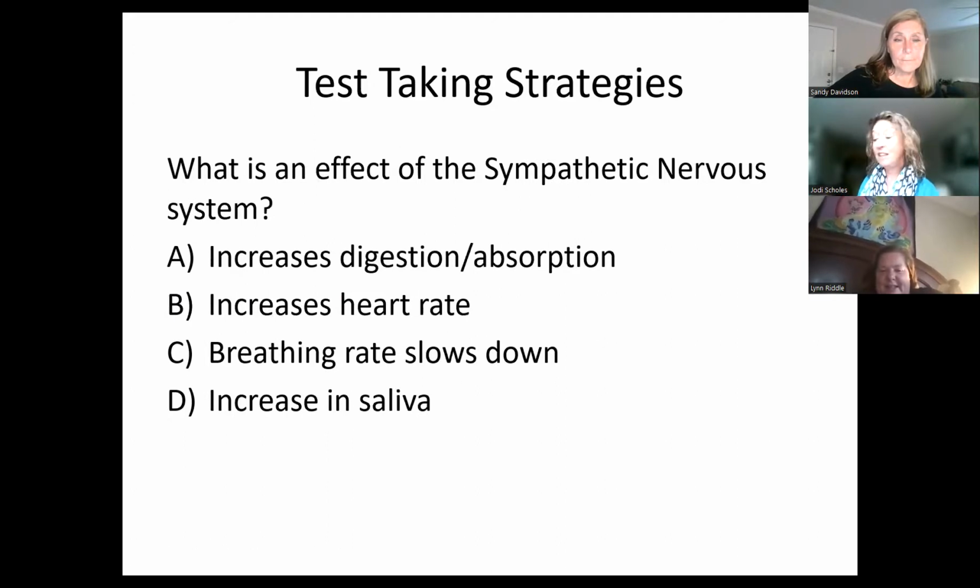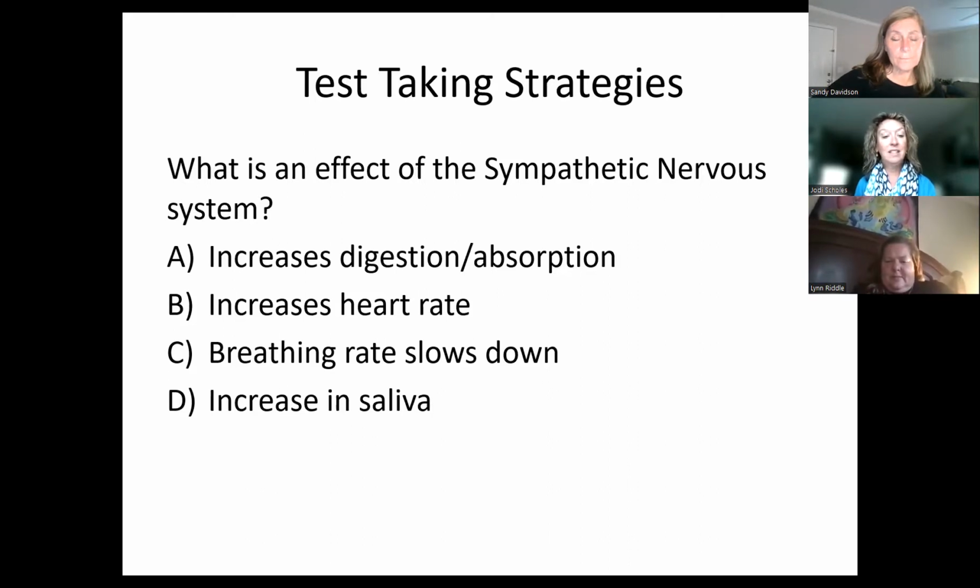What is an effect of the sympathetic nervous system? A, increases digestion. B, increases heart rate. C, breathing slows down. D, increases saliva. What is an effect of the sympathetic nervous system?